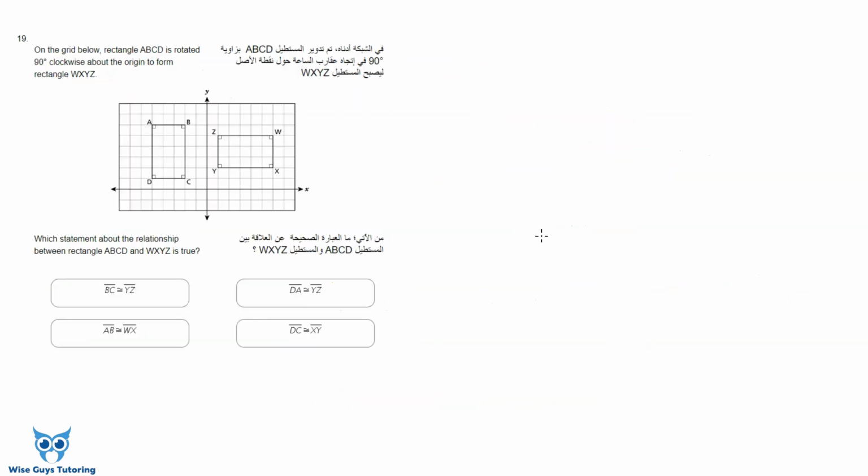Okay, let's move on. Number 19 says, on the grid below, rectangle ABCD is rotated 90 degrees clockwise about the origin to form a rectangle WXYZ.